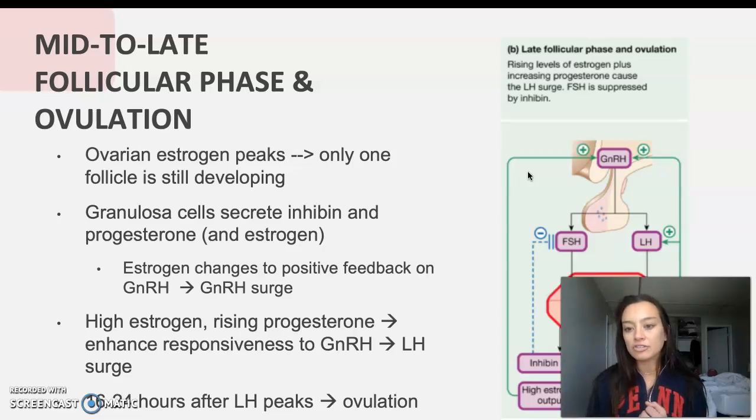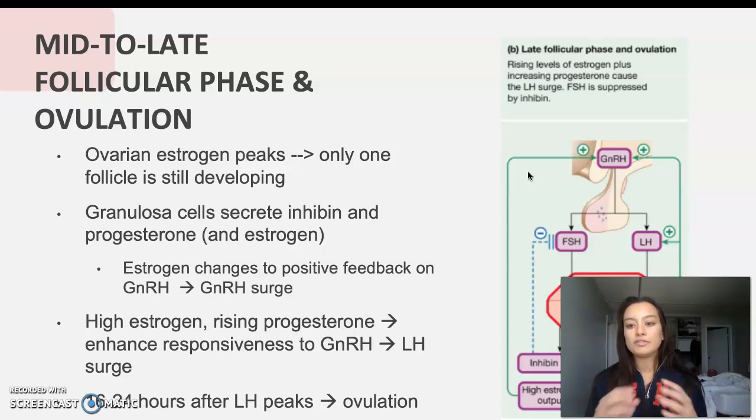Now we have high estrogen and we have rising progesterone from the granulosa cells, and together those will enhance the responsiveness of the anterior pituitary to GnRH, which will cause a surge in luteinizing hormone, LH. So this surge in luteinizing hormone is really important because it'll cause that oocyte in the follicle to mature into a state where it can be released. So 16 to 24 hours after the LH peaks, we have ovulation.